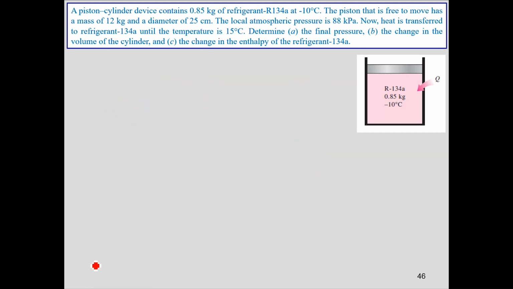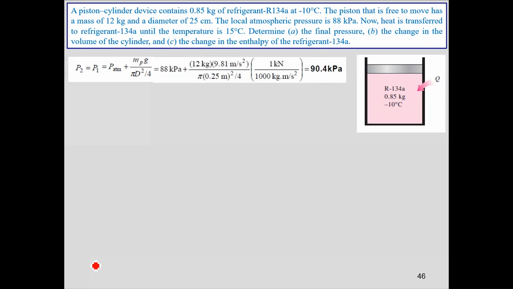Yes, sir. All right. So we say that pressure P2 is equal to P1, atmospheric pressure plus the pressure due to the weight of the piston head, and we say this is equivalent to atmospheric pressure, mass of the piston head, acceleration due to gravity converting it into weight, the cross-sectional area on which this is acting, and this 1000 converts the pressure into kilopascal, so you have 90.4 kilopascal pressure acting in both the states. Now you have two properties available for both the states.